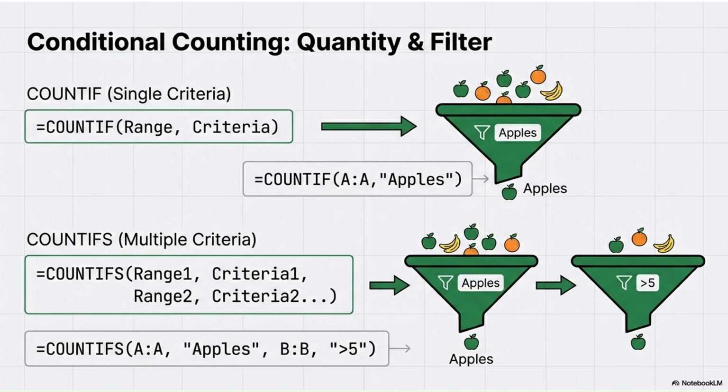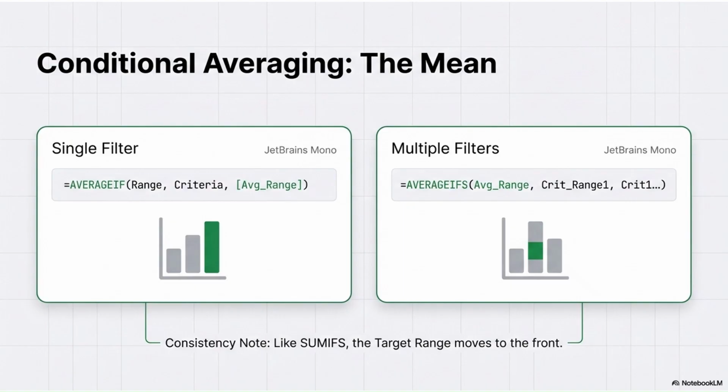Conditional averaging, the mean. Averaging with conditions helps you find the typical value within a specific subset of data. AVERAGEIF, used for a single filter. AVERAGEIFS, used for multiple filters. Just like SUMIFS, the average range, the target range, moves to the front of the formula for consistency.